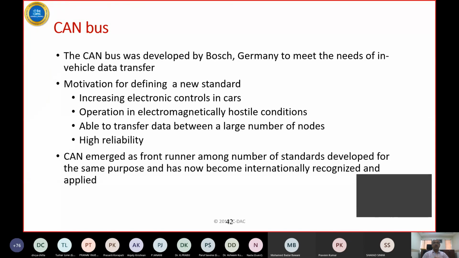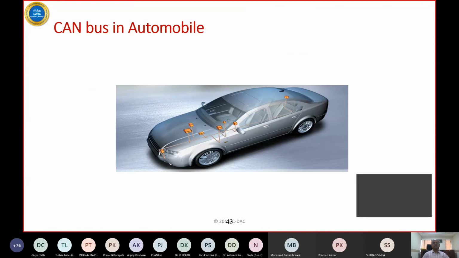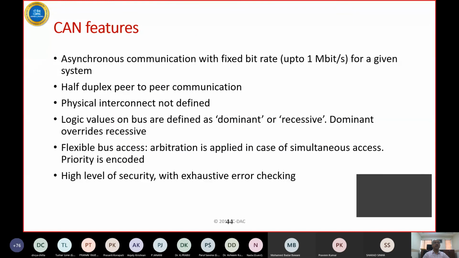So not just CAN, but quite a few standards were developed, but CAN emerged as the front runner because it was adopted and it had some good properties which were good for automobiles. So this shows the various places where the colored nodes that you see are where the CAN nodes are present. And by the way, this is a left-hand drive car, so you find it on the left side. In an Indian car, this bus may be running on the right side of the car.